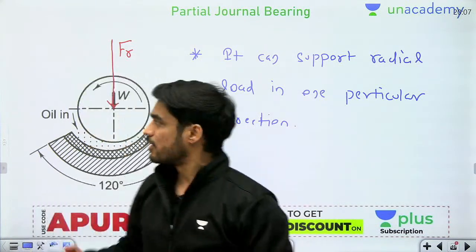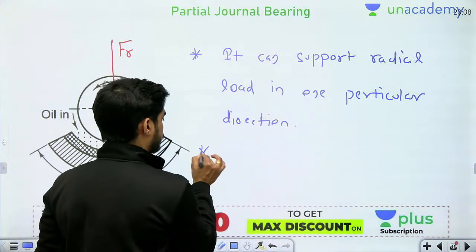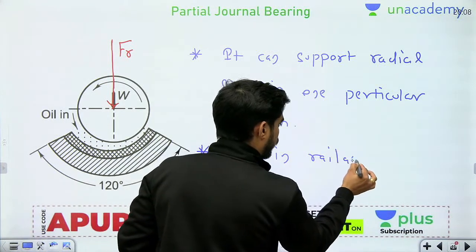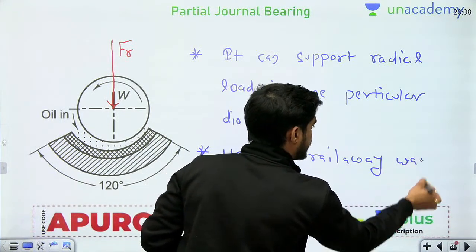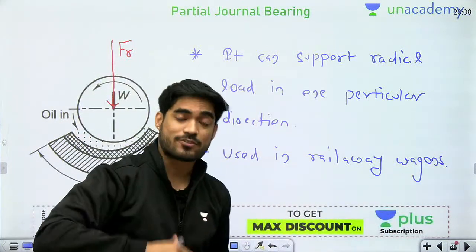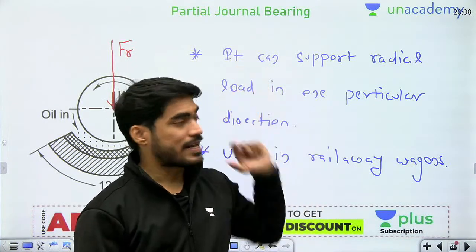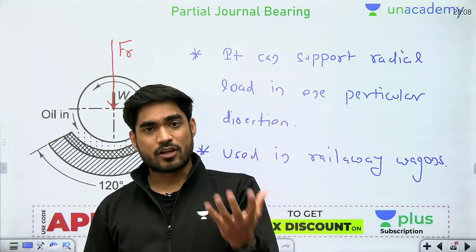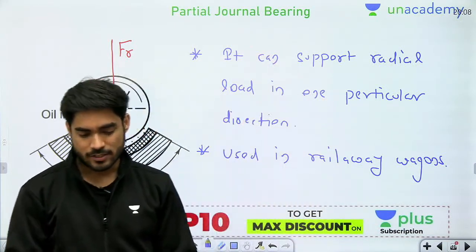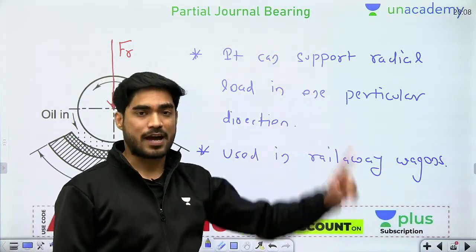So in that case, we will use partial journal bearing. So beta, they are used in railway wagons. The axles of railway coaches are supported by partial journal bearing. Okay, so this is the best example of an application of partial journal bearing.